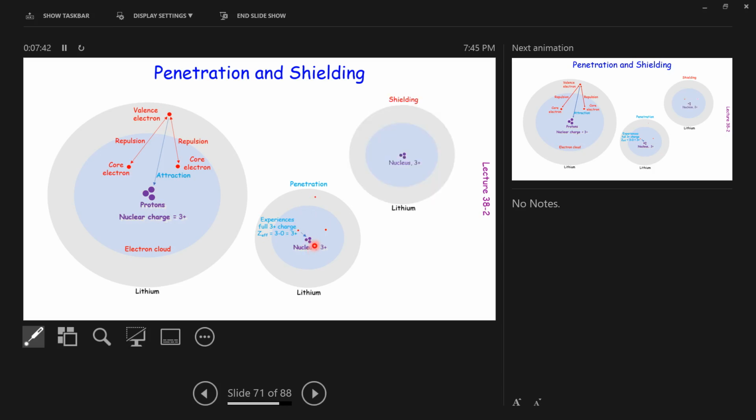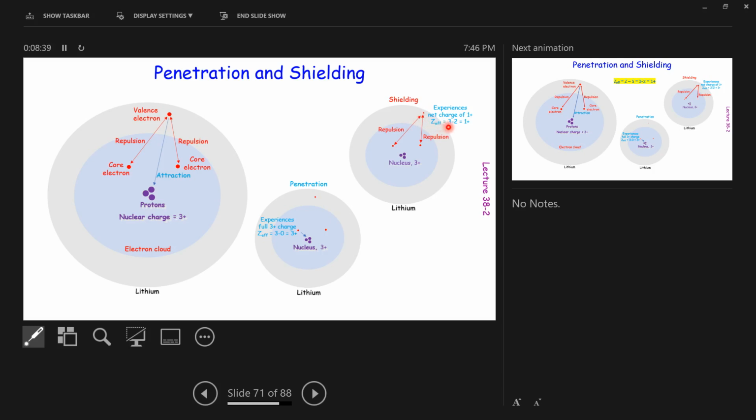Now look at the opposite. The same lithium atom, and those are the 2 core electrons. Now let's focus on this valence electron. Because those 2 core electrons repel this valence electron, this valence electron experiences much less nuclear charge. So we can find the effective nuclear charge for this electron by using the same equation.